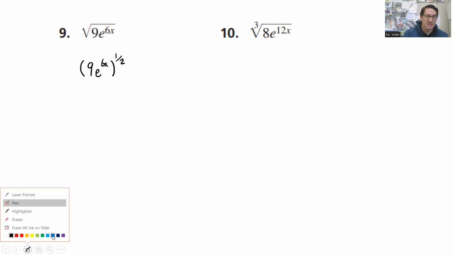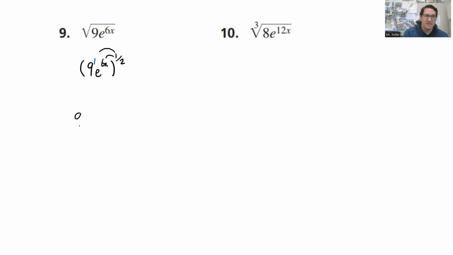And then this is just like that last problem. This 9 has that invisible exponent of 1, and so I need to distribute the 1/2. So this is 9, 1 times 1/2 is just 1/2. 6 times 1/2, or half of 6, that's 3. So there'll be e to the 3x. We should simplify this. 9 to the 1/2 power is the same thing as square root. So this is the square root of 9, which is just 3. So it's 3 times e to the 3x.